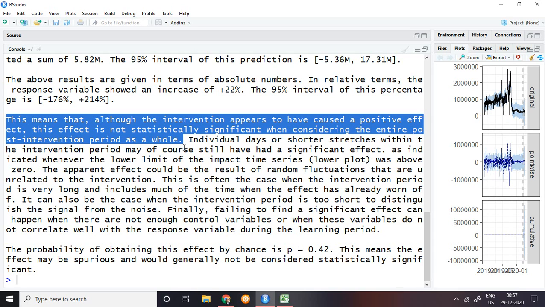So this is all about how to apply intervention analysis in RStudio. I hope you like it. Thank you very much.